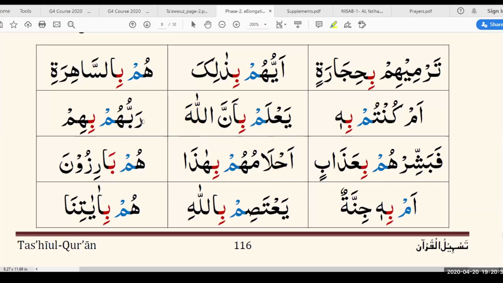And the next word? Rabbuhum bihim. Good. Remember not to prolong the meem in the end, only if it's followed by a ba. Okay. Rabbuhum bihim. Okay, good, mashallah. That was really good. Excellent.